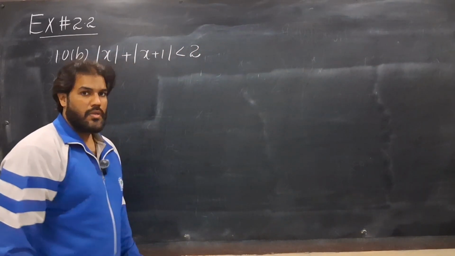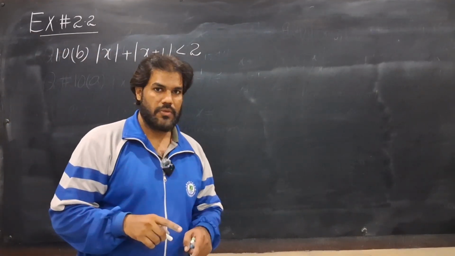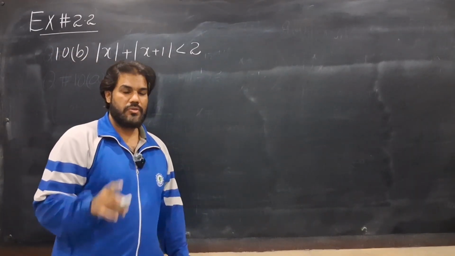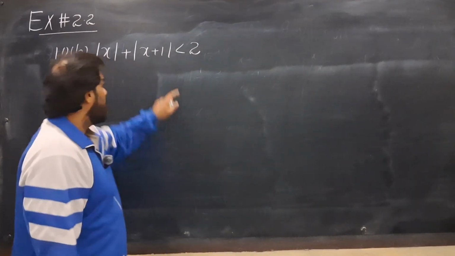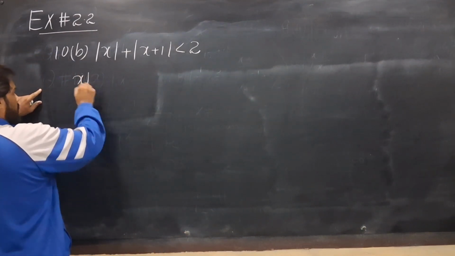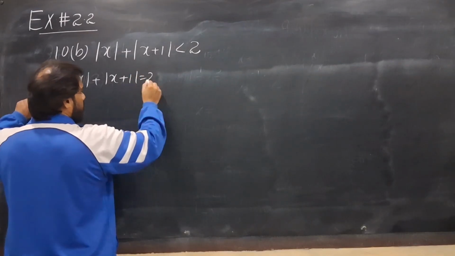This question actually has the same concept as question number 7, but question number 7 was an equation. Here this is an inequality. Firstly, we make its associated equation. What is its associated equation? Absolute x plus absolute x plus 1 equal to 2.